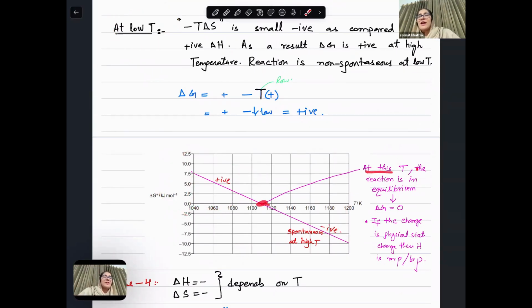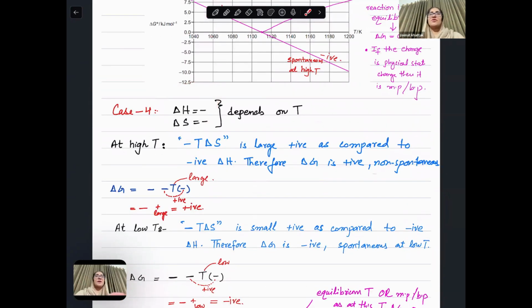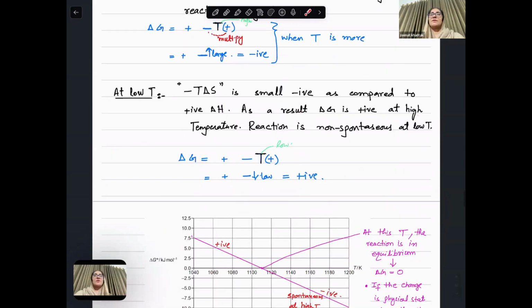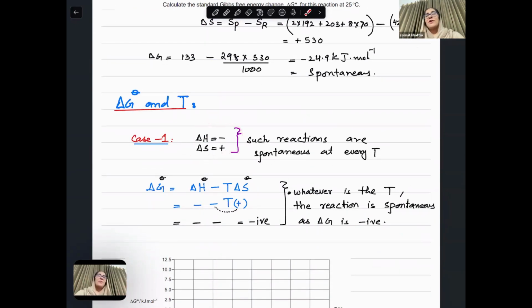And what is that temperature? At this temperature, the reaction is in equilibrium, the delta G is zero, and if the change is a physical state change, then it is the melting or boiling point. Read your question carefully, to see which type of reaction you are dealing with. Is the reaction just a physical state change? Yes, there are one or two questions in your past papers. Now you know what is the next situation. Both are negative. So what is your first case? Delta H negative, delta S positive. Spontaneous at every temperature.